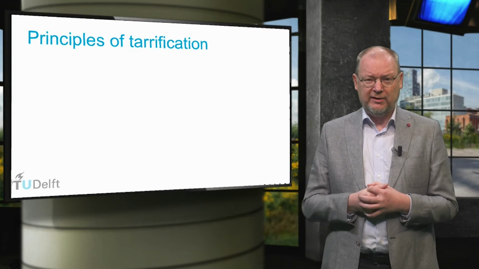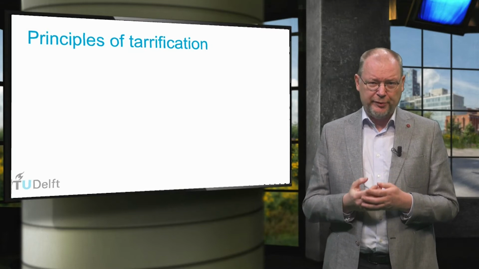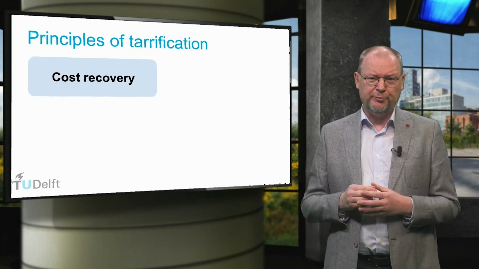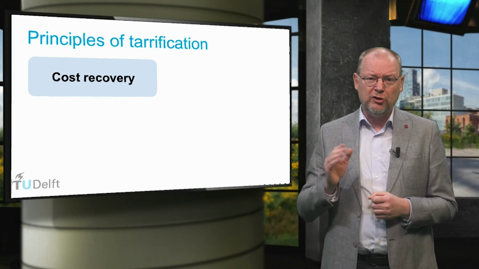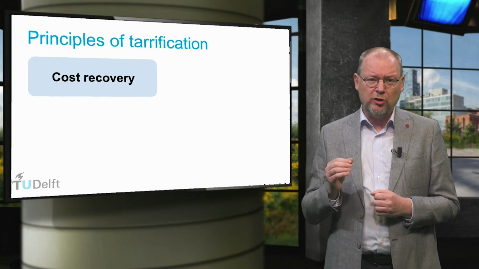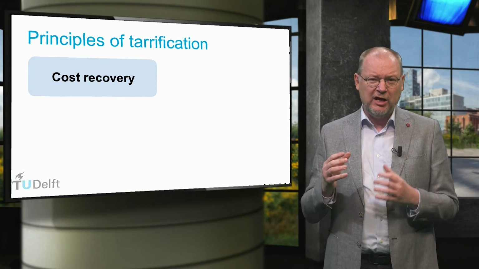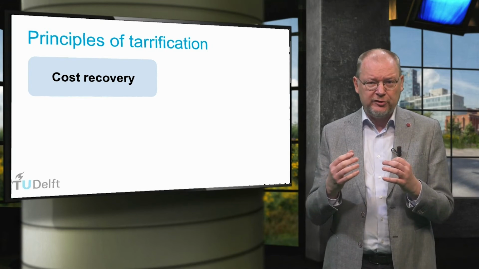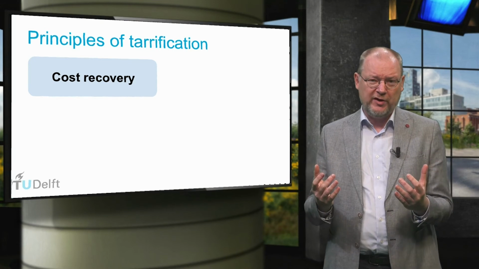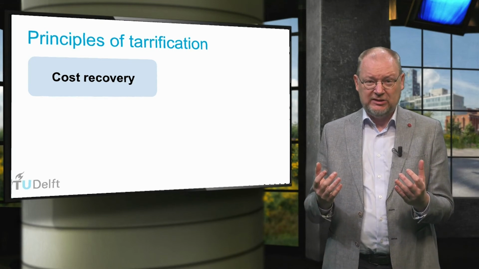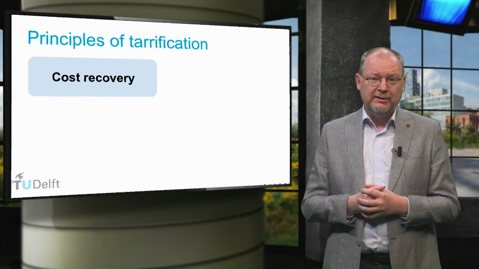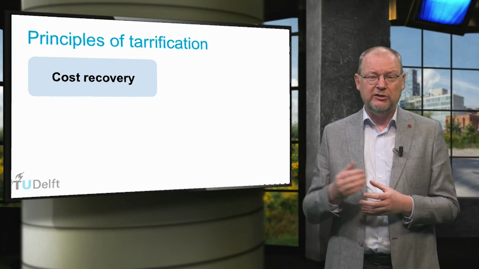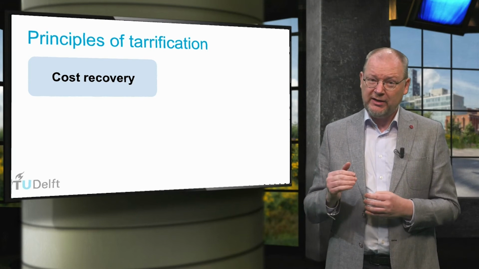When the network tariffs are set, there are several principles which are important to apply. The first principle is the principle of cost recovery. Cost recovery means that the tariffs allow the total cost of the network grids to be recovered by the total revenues from the tariffs. Of course, this is important to make sure that consumers pay for the transmission and distribution service. They should not pay less, but neither should they pay more.